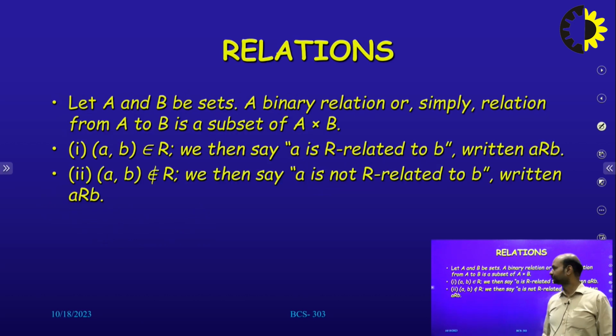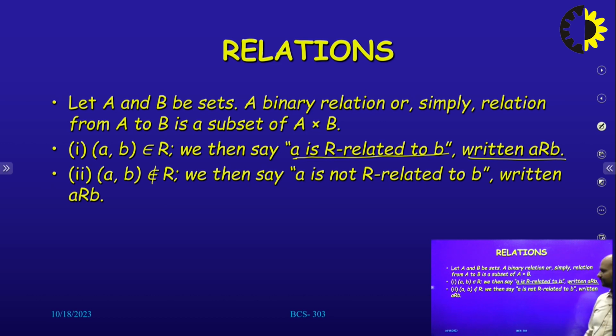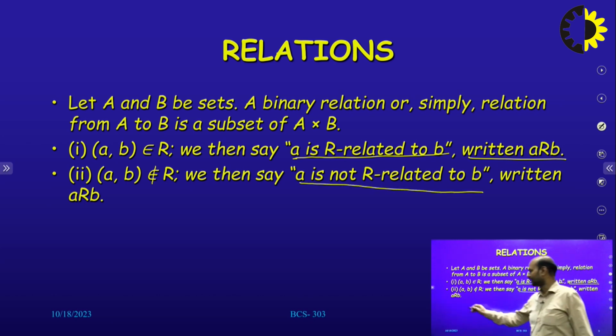Then the relation: let A and B be sets, then a relation from A to B is a subset of A cross B. If (a, b) belongs to the relation, then we say A is related to B, also written as a R b. And if (a, b) does not belong to the relation, we simply write that A is not related to B.